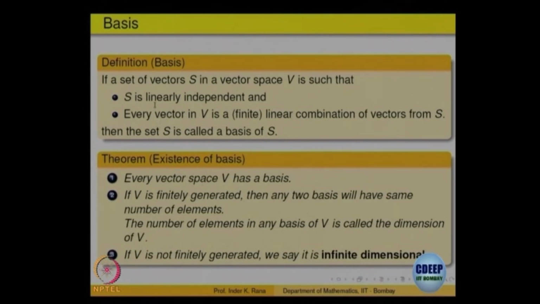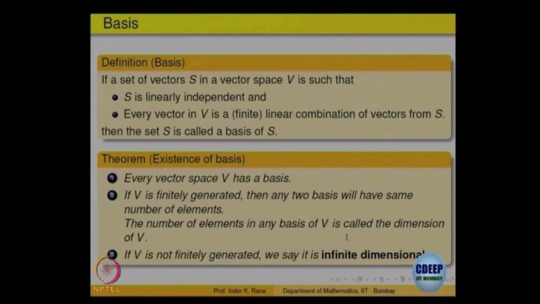Now, things are becoming different from the normal. Earlier, when we had subspaces of Rn, everything was finite, so no problem. Here what we are saying is a subset S, which may or may not be finite, is called a basis if it is linearly independent, one, and every vector is a linear combination of elements of S. Okay. So, here is a theorem which will not be proven, that every vector space has a basis.